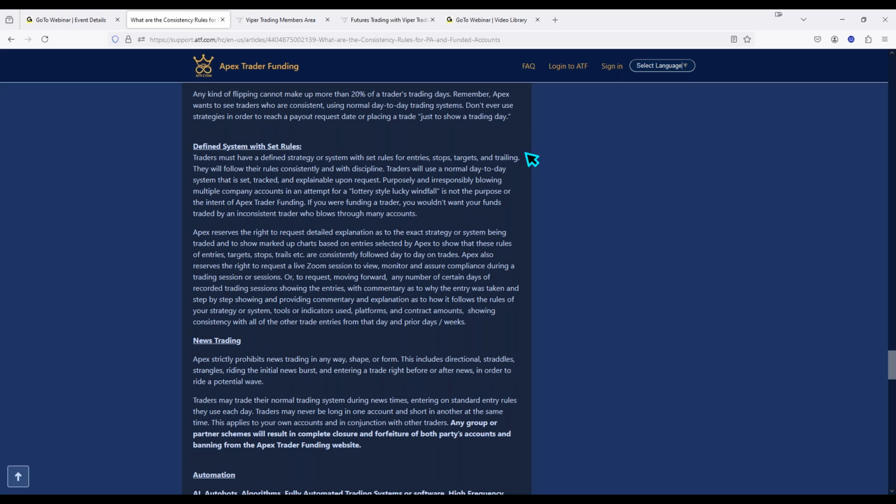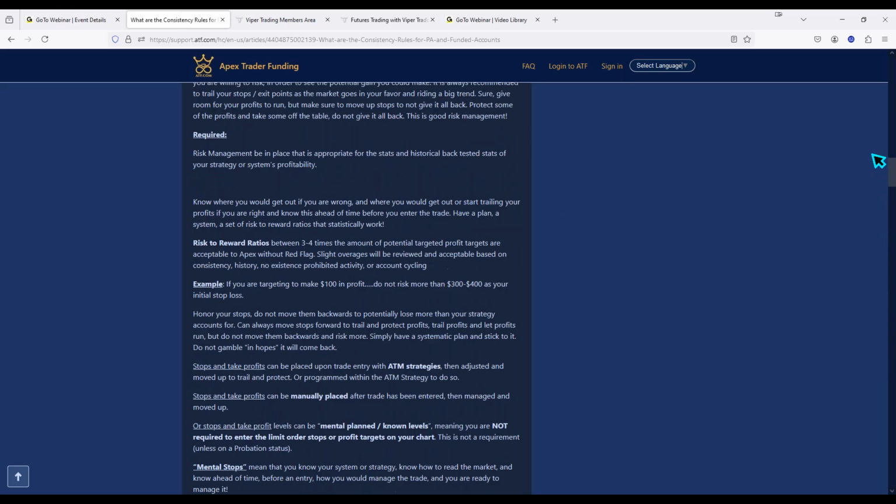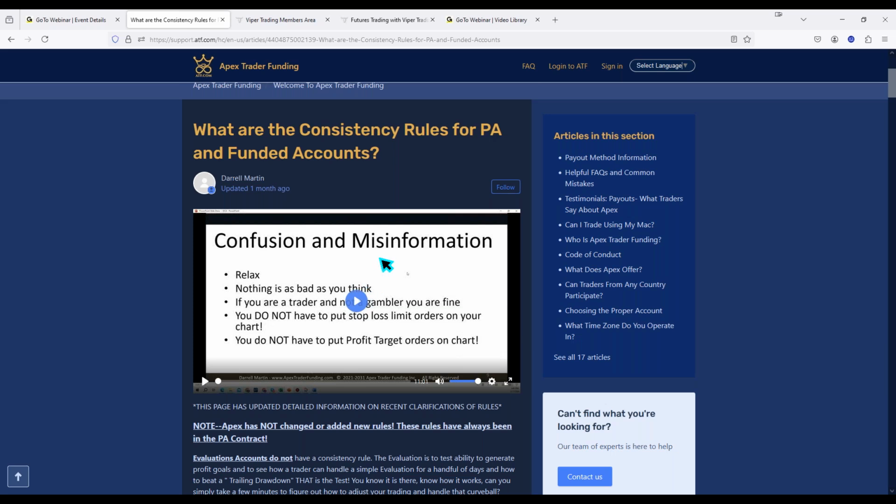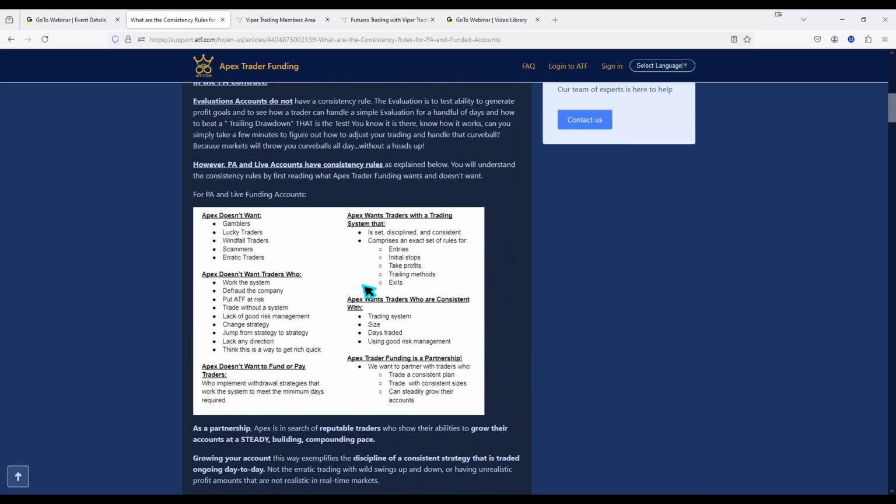Okay. So I highly recommend anybody that's with us, if you're with any kind of a prop firm, be sure to look up their consistency rules or anything to do with a funded account. Okay, we're going to try to mitigate these type of things with Object Trader, but it is ultimately up to you to make sure you don't break their rules. Apex will tell you up front, they don't want gamblers, lucky traders, windfall traders, scammers, erratic traders. They don't want you to work the system. Basically, in other words, they want traders that can trade and make money.